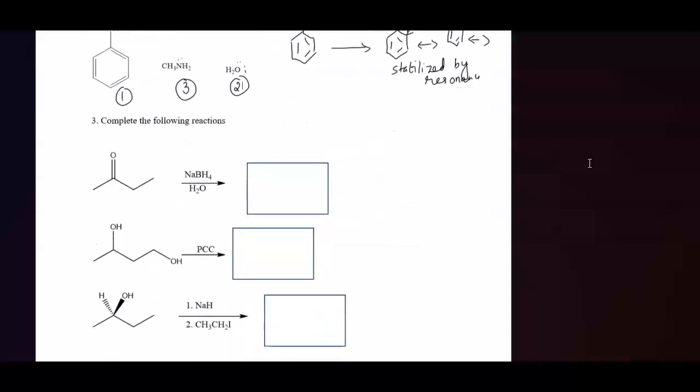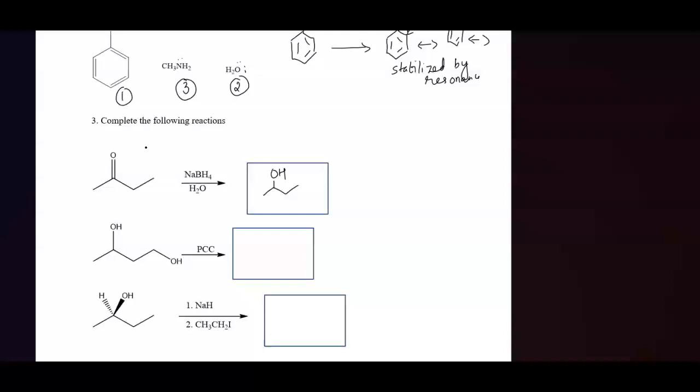The first one looks like a ketone with a reducing agent like sodium borohydride. So here the product would be a reduction product, and alcohols are the products of reductions of ketones, right? So this is my structure.